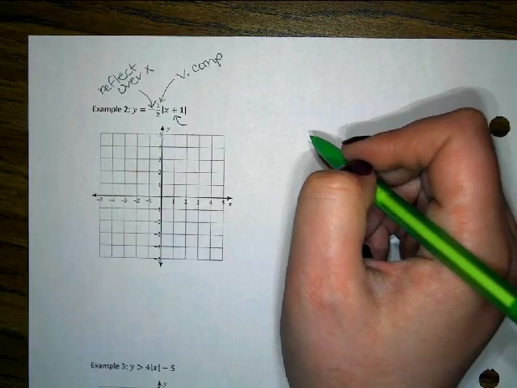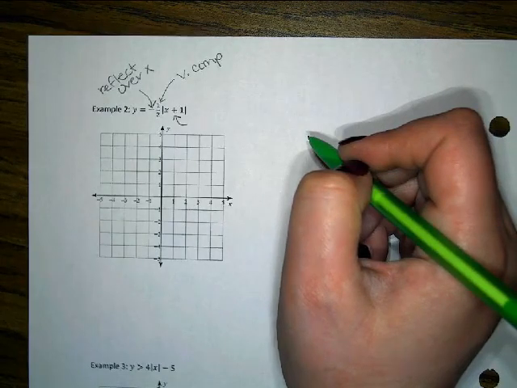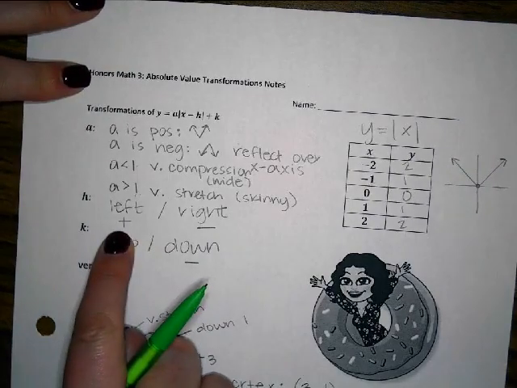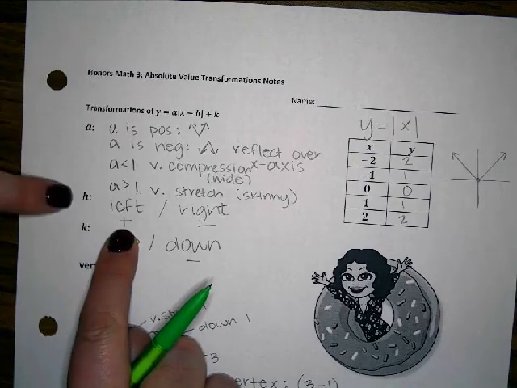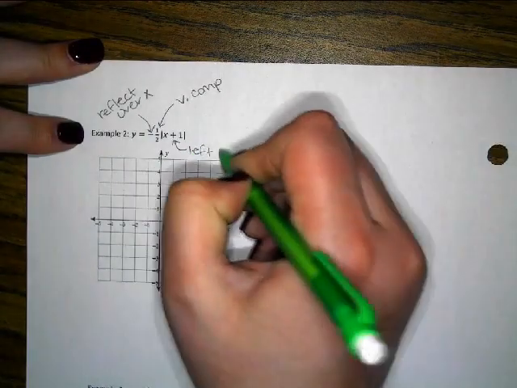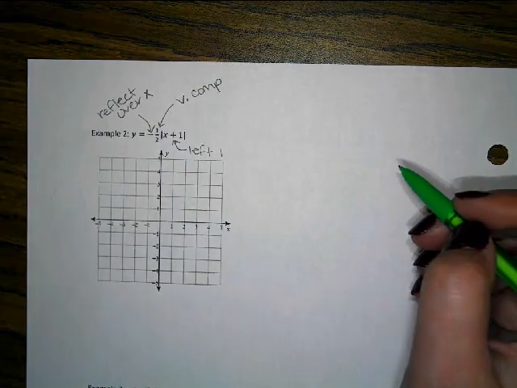+1 inside, it's the h value, not up 1. It's inside, so it's the h value, left 1. Left 1. And then there is no number on the end, which means that the graph did not go up or down. It just stayed right in the middle. Didn't go up or down, it stayed right in the middle.